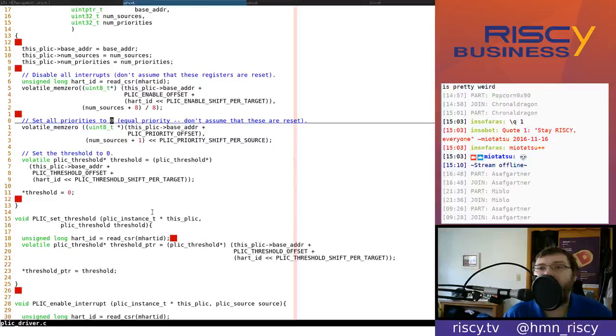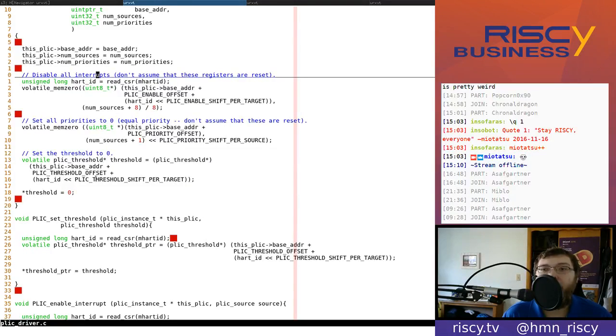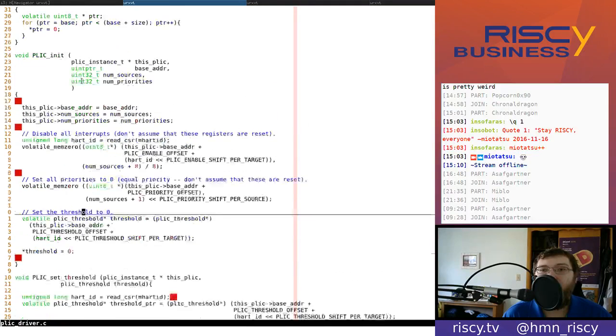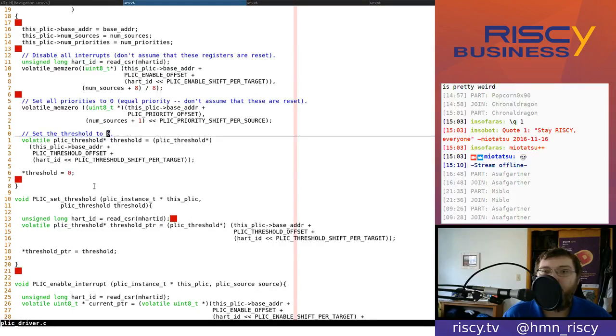So that's interesting that we're setting the threshold to 0 then. Because that means don't bother with thresholding. Whereas if we're really trying to disable interrupts via thresholding, you wouldn't set the threshold to 0. You'd set it as high as possible, right? But in this PLIC init, we are simply setting the threshold to 0. So fair enough, I suppose.